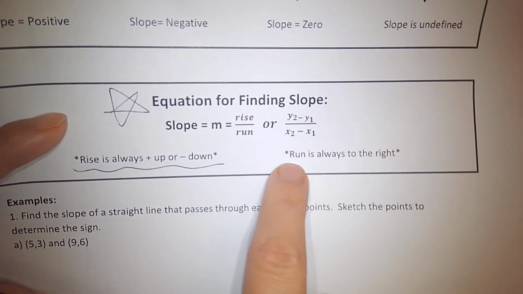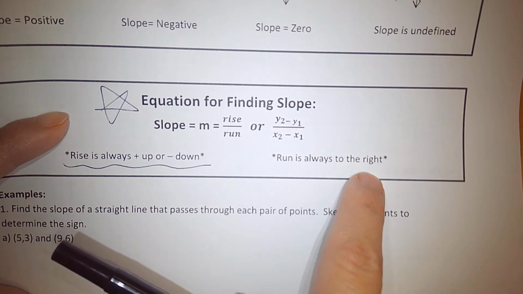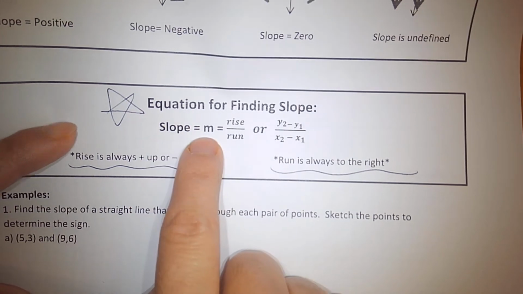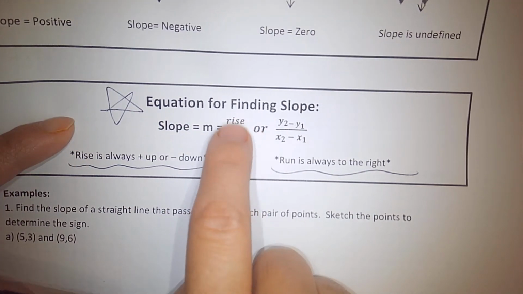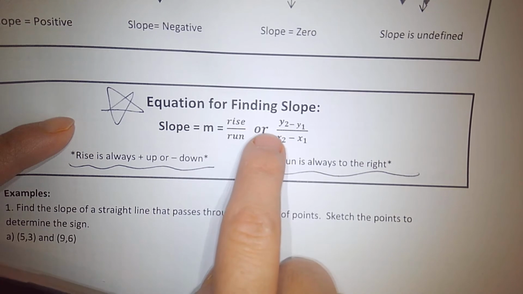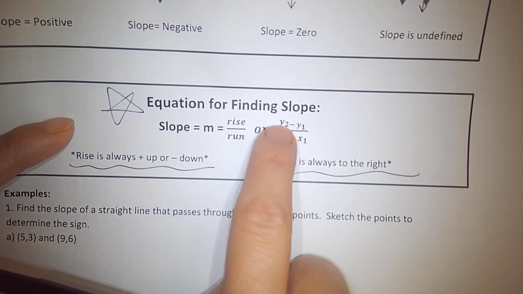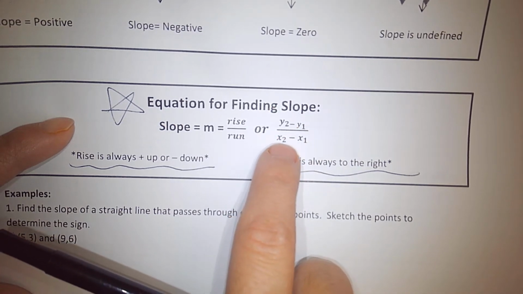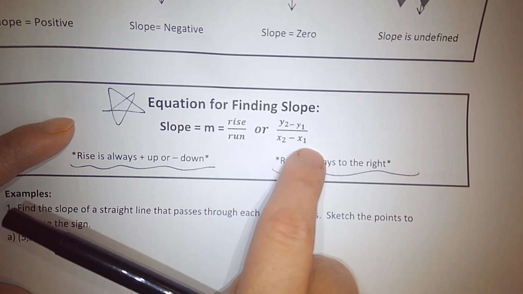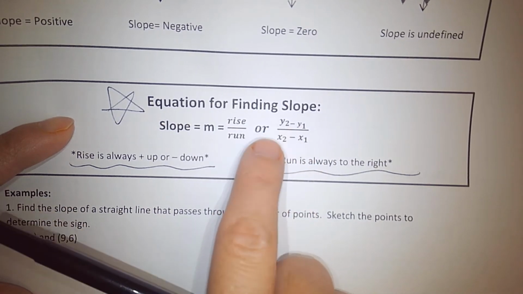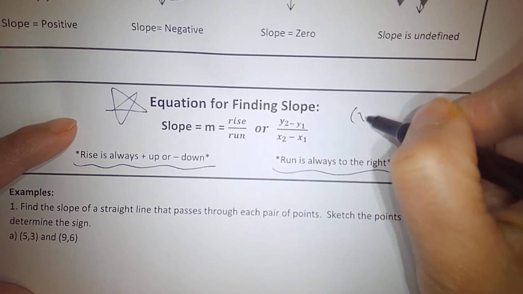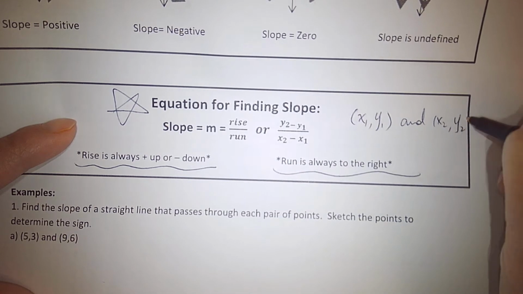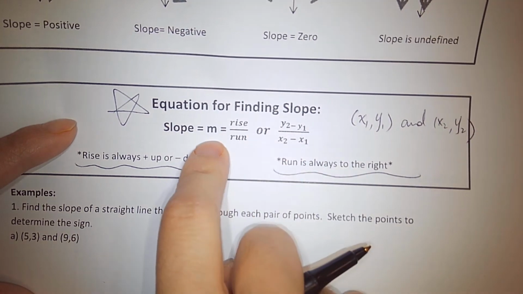How about run? Run represents horizontally left or right. So remember, slope is defined by rise over run. If you don't remember these two words, that's fine, but just remember that m equals y2 minus y1, which is the change in y, divided by x2 minus x1, which is the change in x. As long as we have two points, x1, y1 and x2, y2, we can always use this formula to compute the slope.